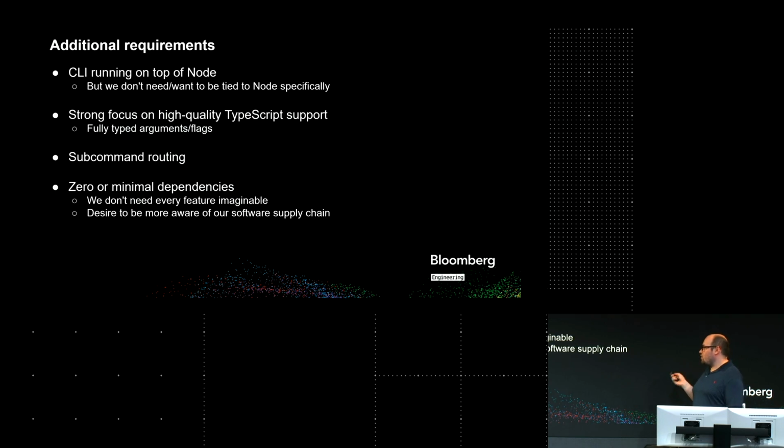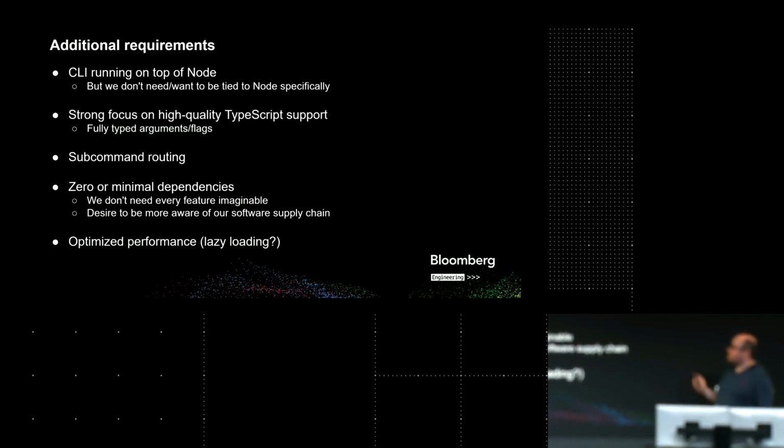And we also want to be more aware of our software supply chain. When we have a lot of dependencies, that's a lot of potential avenues where some package publishes a malicious version, and now all of a sudden we have to scramble and figure out, how do we get this fixed? How do we roll out something and make sure everything isn't broken?